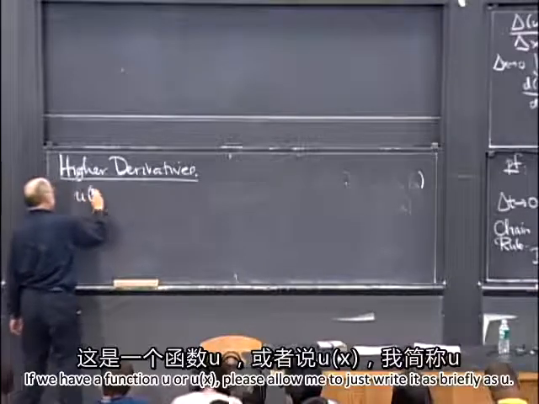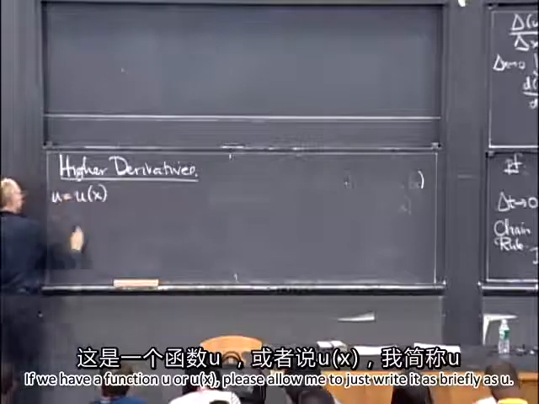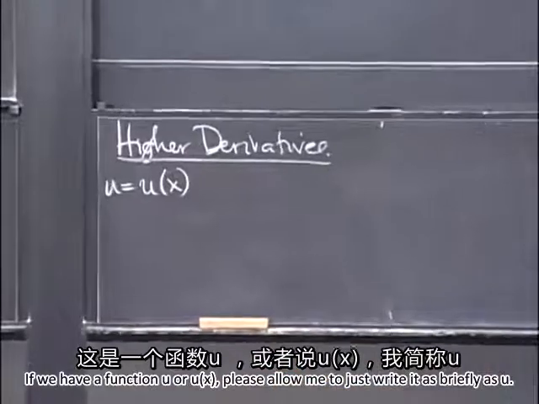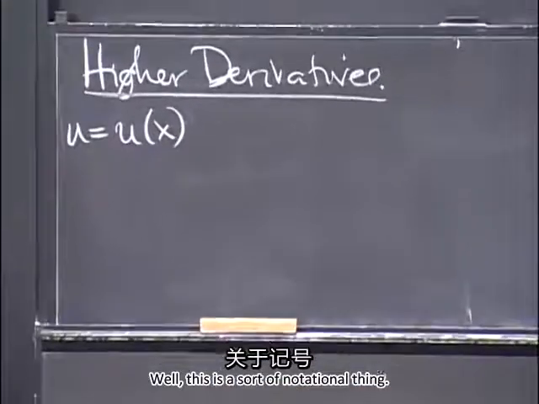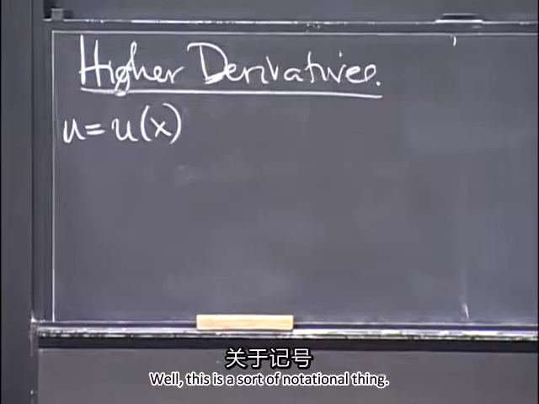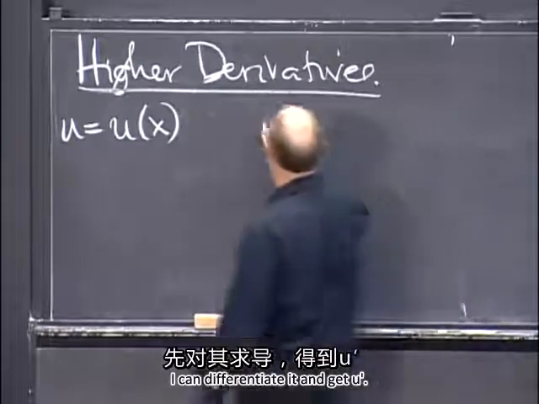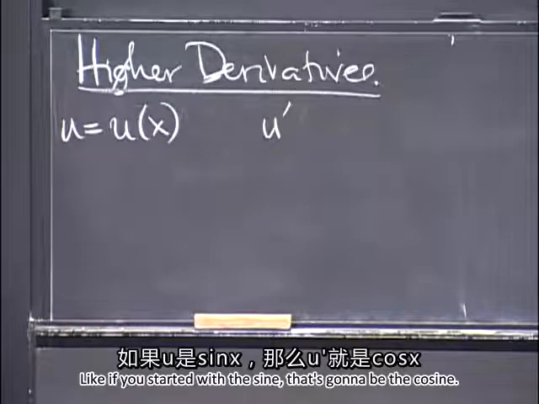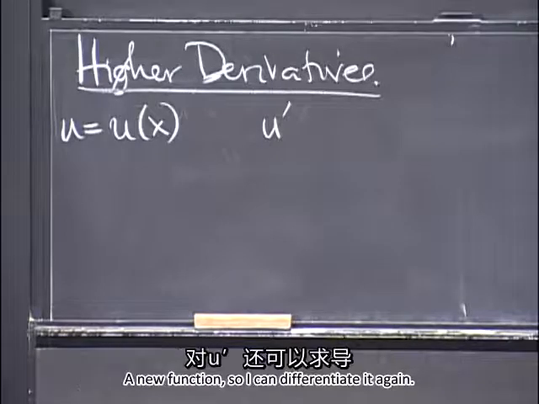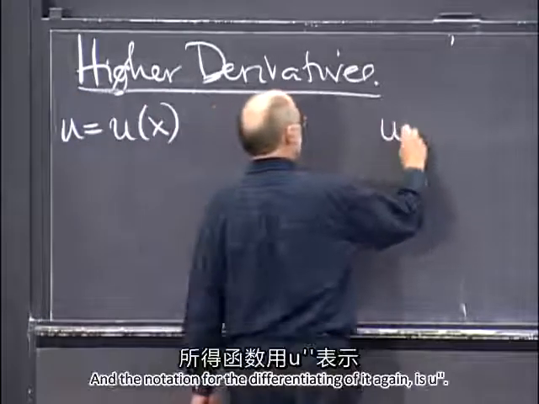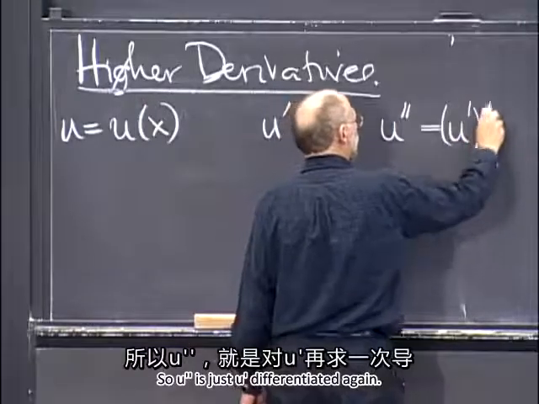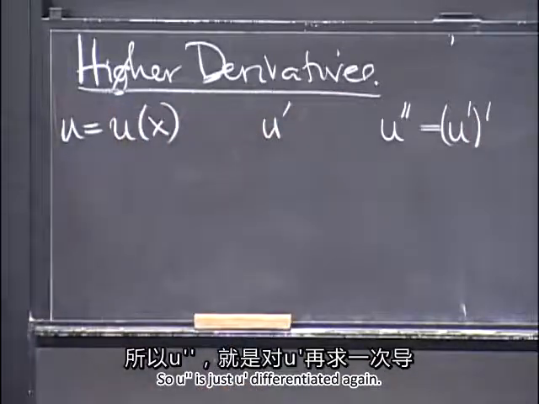If we have a function u of x, please allow me to just write it as briefly as u. This is a sort of notational thing. I can differentiate it, I get u prime. That's the derivative. That's a new function. Like if you started with the sine, that's going to be the cosine. A new function, so I can differentiate it again. And the notation for differentiating it again is u prime prime. So u prime prime is just u prime differentiated again.